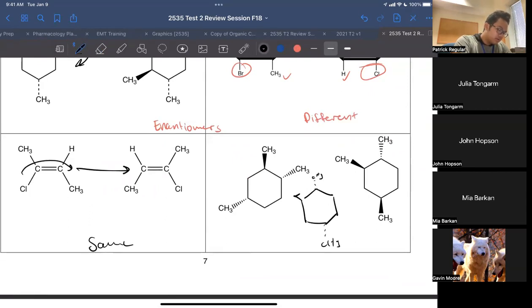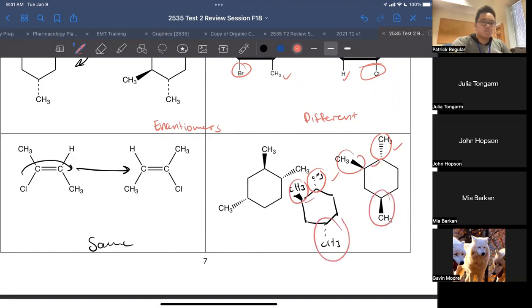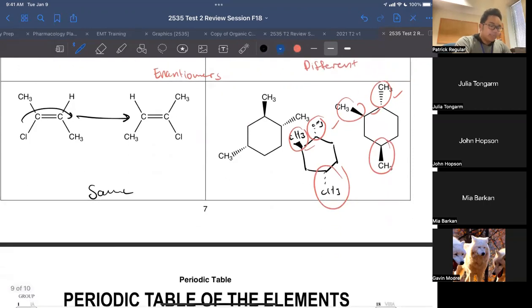CH3, CH3. Okay, now let's look at the branches. The carbon connectivity is right, dashed, wedged. However, there is one stereochemistry difference. I'm not going to take the time to write it out. Let's say this was R, S, R. This would be S. So it would be RSR versus RSS. There's only one difference, that's a diastereomer.